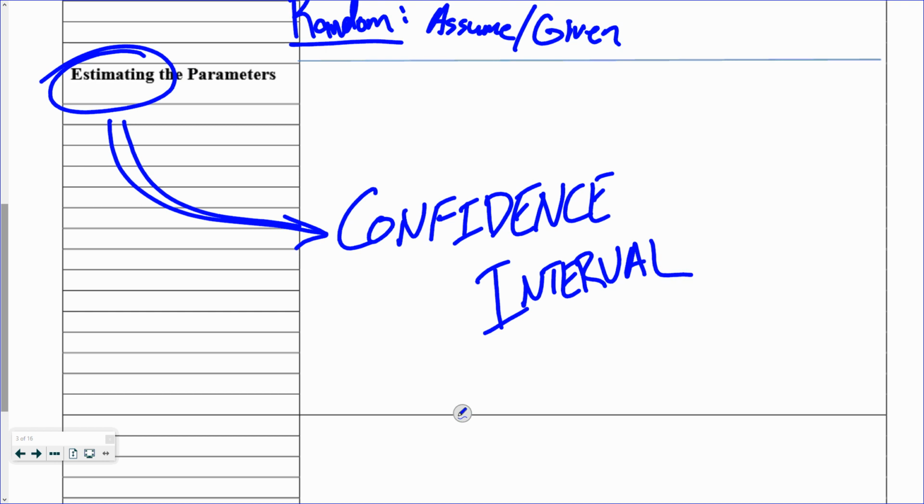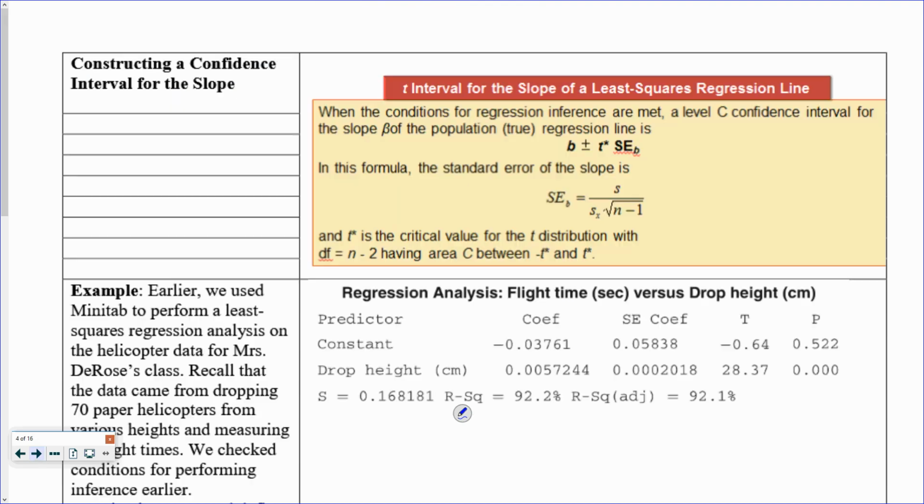So we'll be needing to do that, and we'll pick up that on the next page. We're just going to have a couple examples here today. We're going to be doing one confidence interval for beta, the true slope, and one significance test for beta. So let's do it. First one, constructing a confidence interval for the slope.